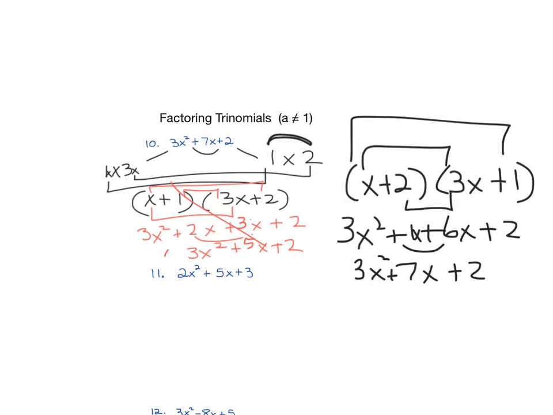So notice when I put the 1 with the x and the 2 with the 3x, it didn't work. So this is how some Algebra 1 courses teach it: guess and test, to list all the factors of the first term, all the factors of the last term, until you find the one that'll FOIL together. Now, I'm going to teach you a different technique that I think is a little bit easier.